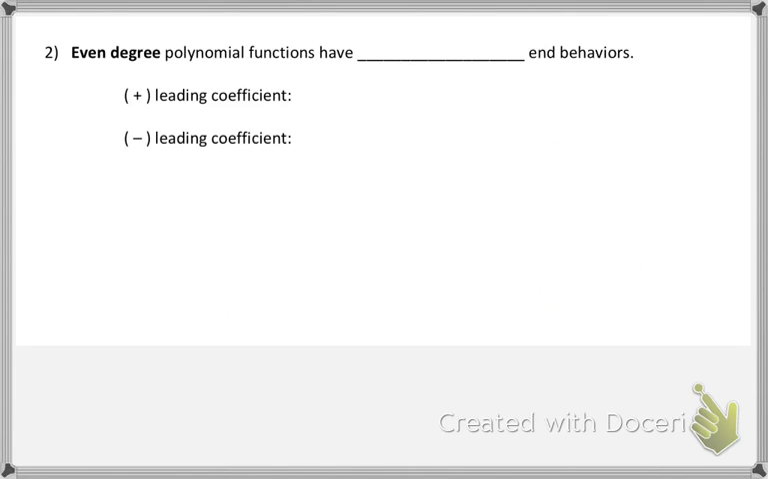And so for even degree polynomials, I want you guys to think of the parabola. For the parabola, both arrows point in the same way, right? They either both point up or they both point down. So even degree polynomials have the same end behavior. And if the leading coefficient was positive, you would have a parabola that opens up. So the end behavior for the left and the right side is that they're both going to go up. So it's going to go up to the left and up to the right.